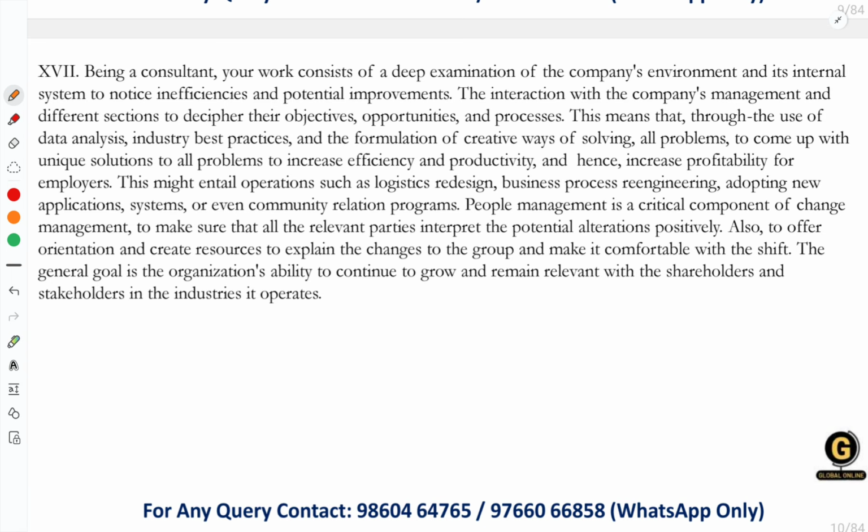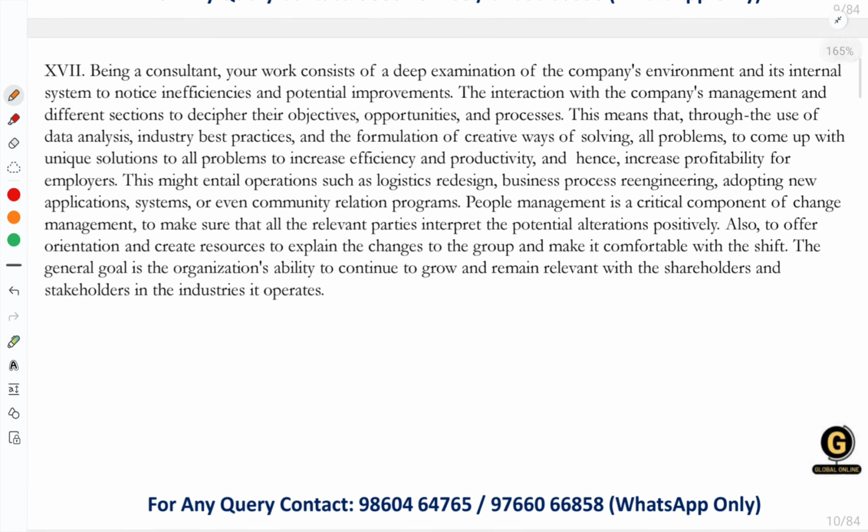Okay, so what is given here: being a consultant, your work consists of deep examination. So whenever you are reading a paragraph, always remember you have to focus on the keywords. Now here the keyword is consultant. Being a consultant, what is your work? Your work is to consistently, deeply examine the company's environment and its internal system to notice inefficiencies and potential improvement. So what is the work of a consultant, guys? Deeply examine the company, whatever inefficiencies are coming up in the companies, or whatever potential improvements are needed, we have to focus on that.